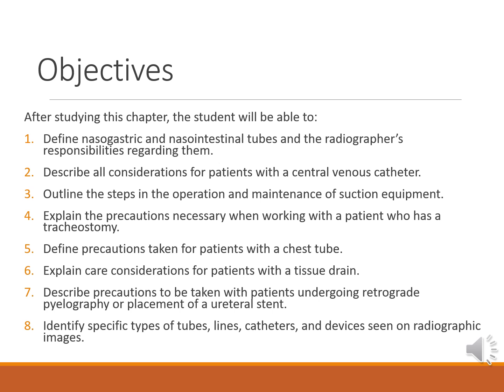the operation and maintenance of suction equipment, explain the precautions necessary when working with a patient who has a tracheostomy, define precautions taken for patients with a chest tube, explain care considerations for patients with tissue drain, describe precautions to be taken with patients undergoing retrograde pyelography or placement of a ureteral stent, and identify specific types of tubes, lines, catheters, and devices seen on radiographic images.